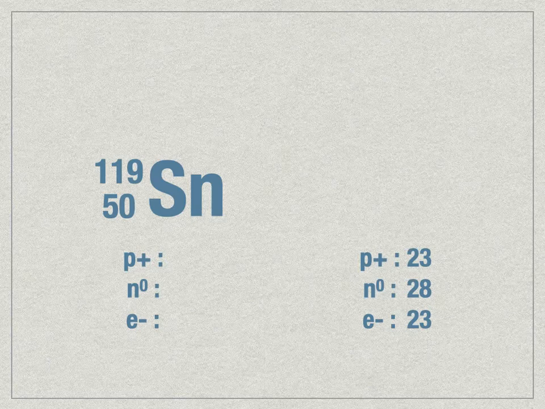Okay, we got 50 protons. 119 protons plus neutrons, so subtract 50 and you get 69 neutrons. It's a neutral atom, so we're going to get 50 electrons.